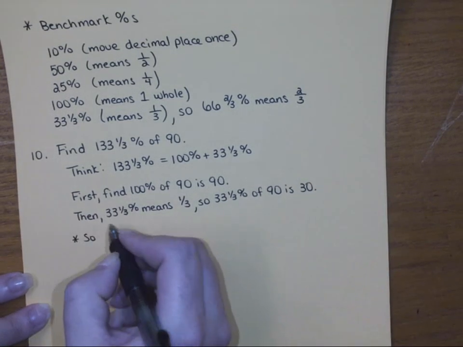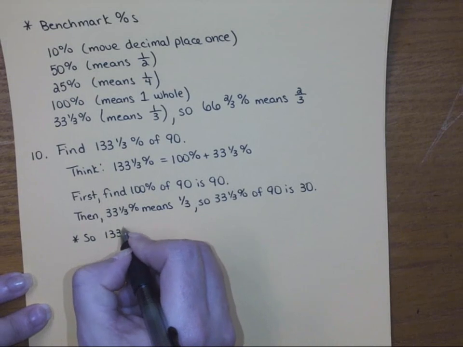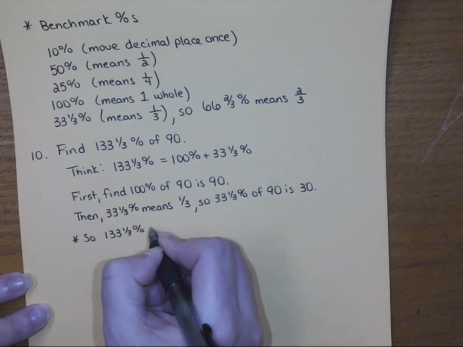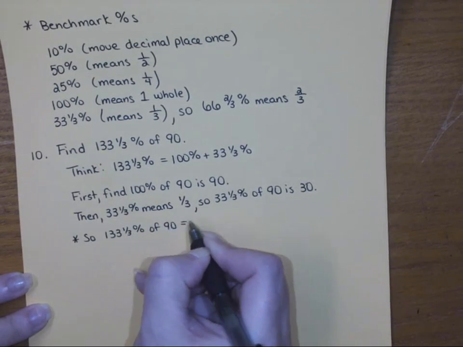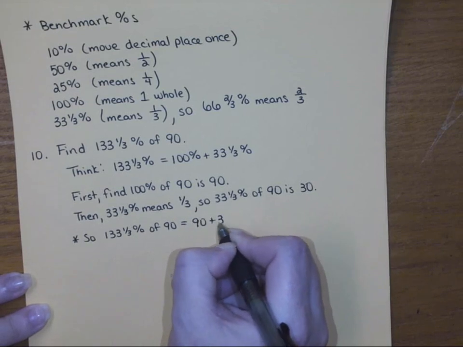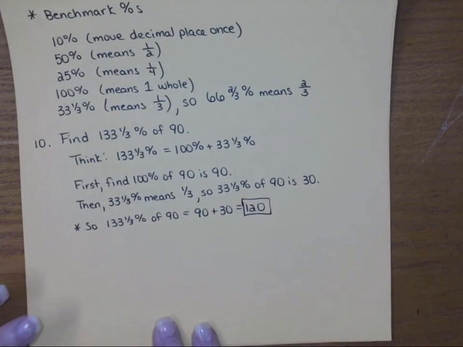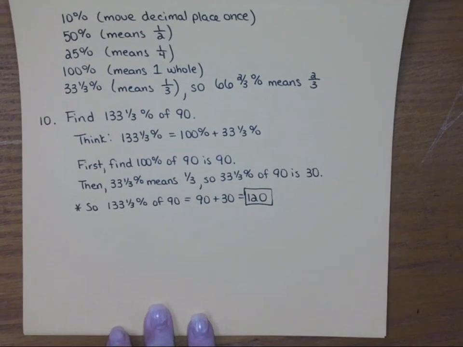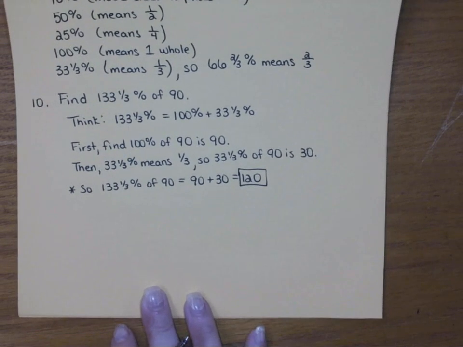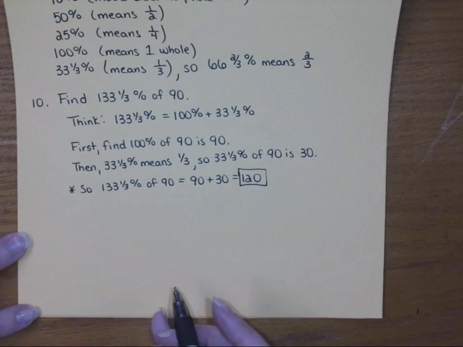So in the end, I'm going to put a star by this. You would need this statement: 133 1/3% of 90 would be 90 plus 30, or 120. In other words, we combine the 100% of 90 plus the 33 1/3% of 90, and we get the 120, or the 133 1/3% of 90.